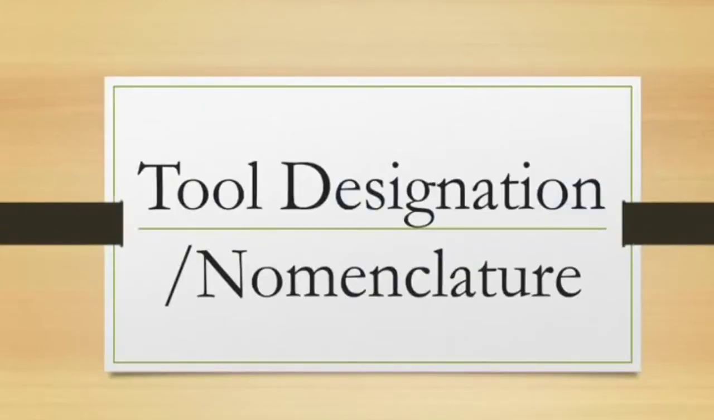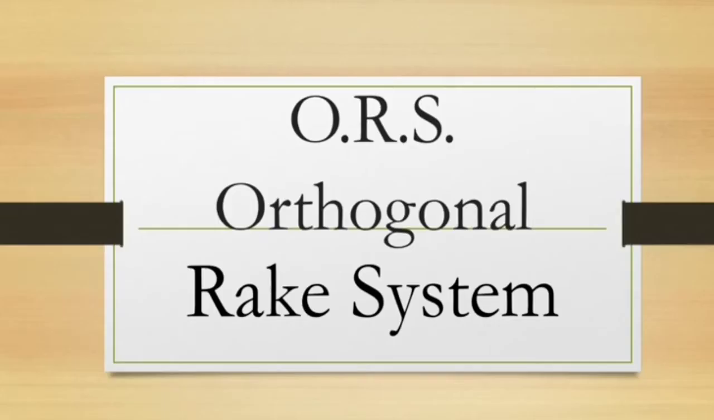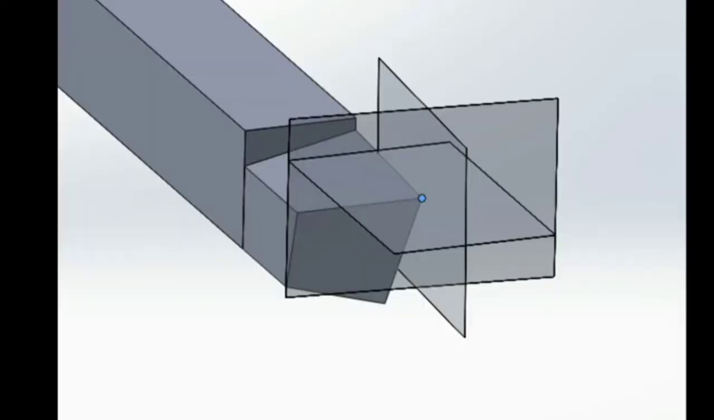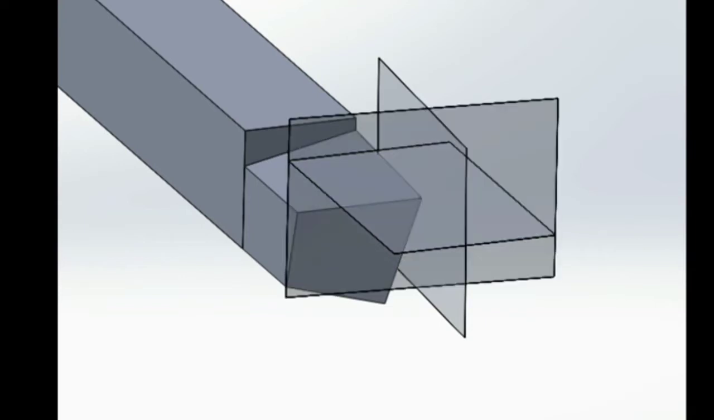Geometry of a tool is defined by a set of 7 parameters called tool designation or tool nomenclature. There are various systems of tool designation, the most popular ones being ORS and ASS. The orthogonal rake system is based on 3 mutually perpendicular planes meeting at the tool point. The horizontal plane is called reference plane pi r. The vertical plane containing the primary cutting edge is called cutting plane pi c, and the orthogonal plane pi o is the plane perpendicular to both pi r and pi c.